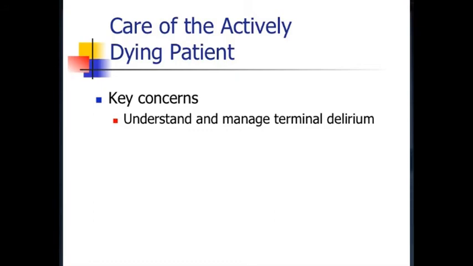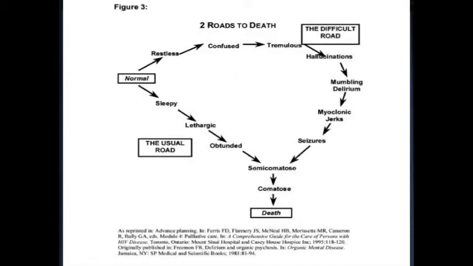One key element in the management of the active dying, of course, is terminal delirium, and you've probably all seen this schematic. This is from Frank Ferris's work, and he has called it 2 Roads to Death, which is a really disgusting title, but it's what Frank calls it. And so the difficult road is a road of agitated delirium until patients decline to coma and then die. And what he calls the usual road is the road of hypoactive delirium or a state of gradually declining consciousness through obtundation, stupor, and coma.